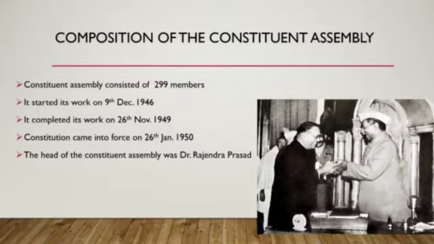Composition of the Constituent Assembly. As you know, the Constituent Assembly was formed before independence. After independence, the number of members decreased because the members from Pakistan left the Indian Constituent Assembly. And after independence, the Indian Constituent Assembly consisted of 299 members.